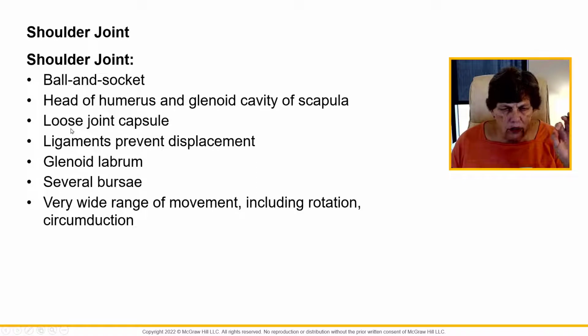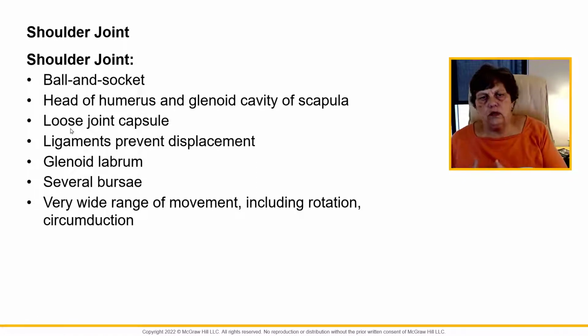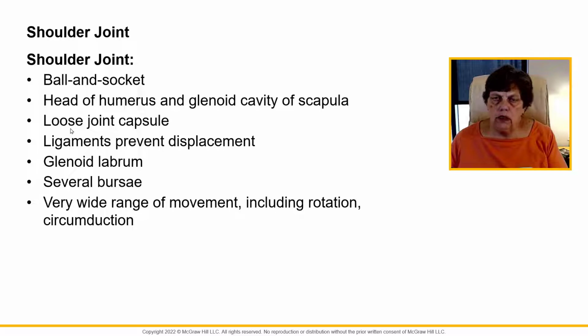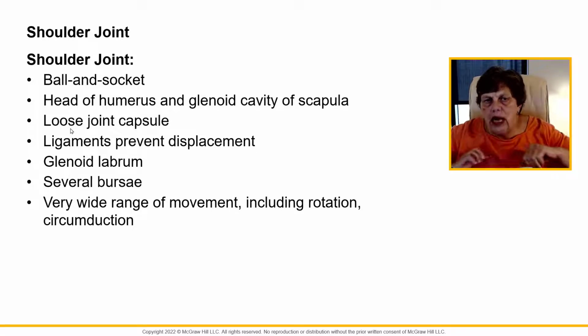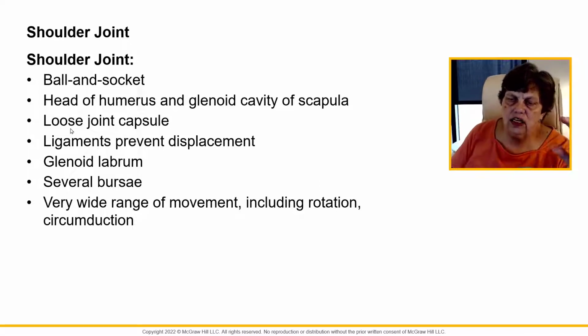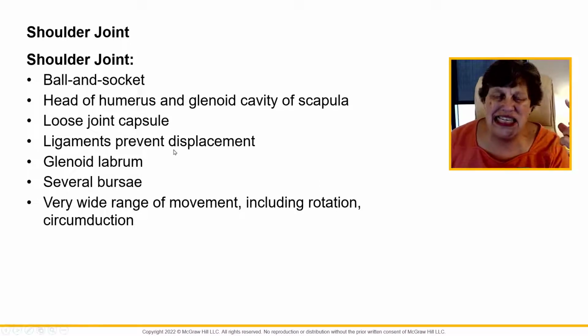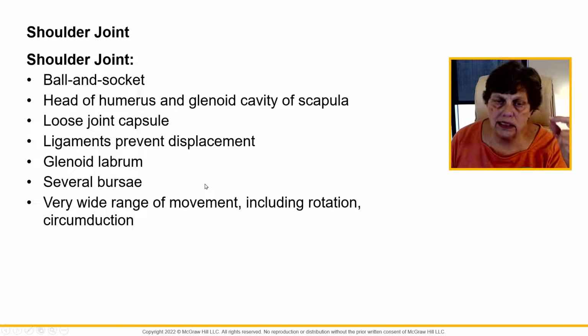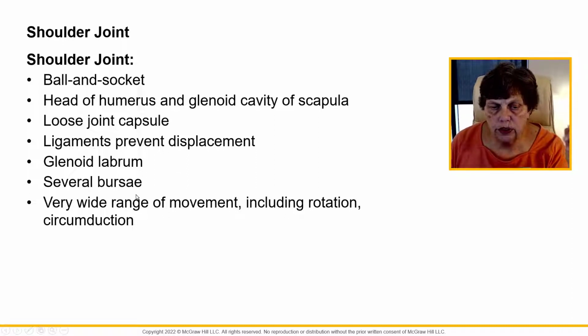That's a fairly loose joint. We'll talk about this. If you've got the ball and socket joints, the hip joint and the shoulder joint, the shoulder joint can actually be moved out of joint fairly easily. The hip joint, not so much. It's easy to dislocate a shoulder because that glenoid cavity is just not as deep as the acetabulum of the hip. Okay, there are several bursae, pockets in there.